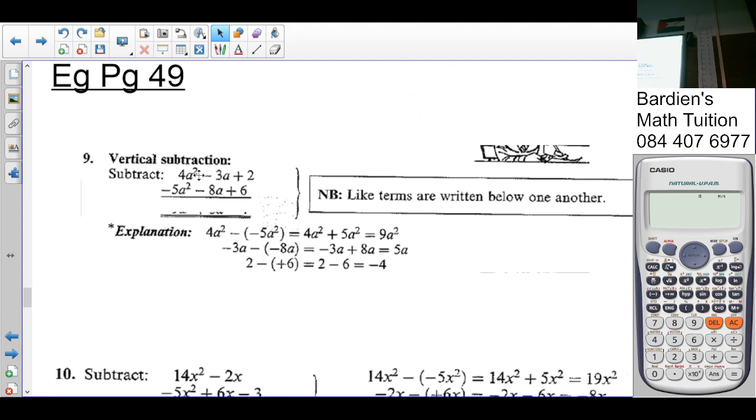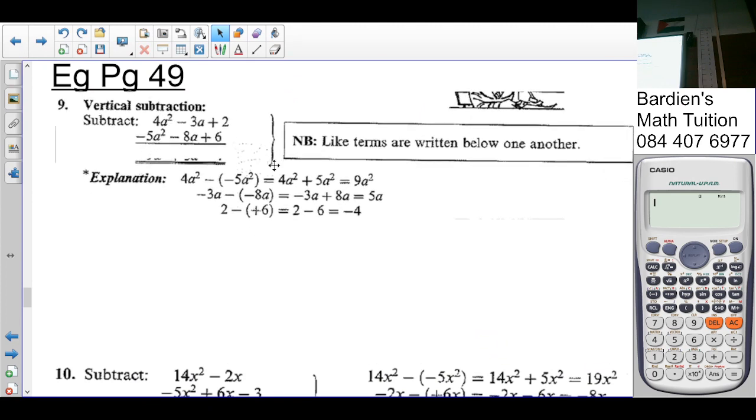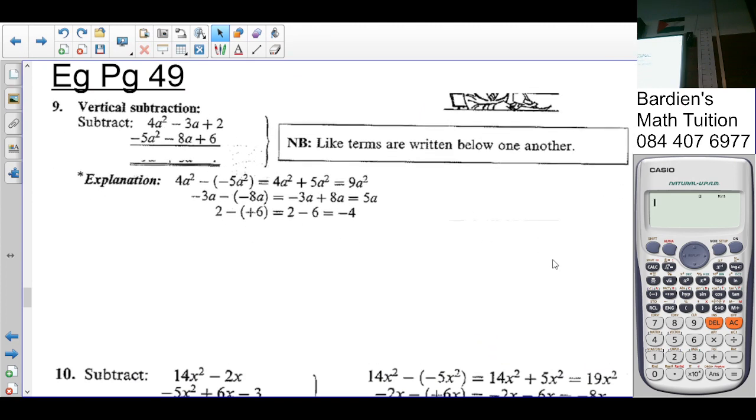Let's look at the next one. This is vertical subtraction. Remember we did the vertical addition before. Not so. So here, vertical subtraction. So it's going to be 4a squared minus 5a squared. Remember, subtraction is negative. So it's going to be 4a squared minus, for the subtraction, minus 5a squared. Can you see that, people? So that becomes 4a squared plus 5a squared.